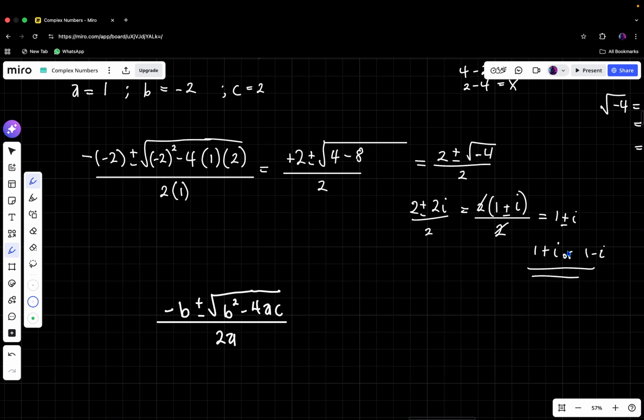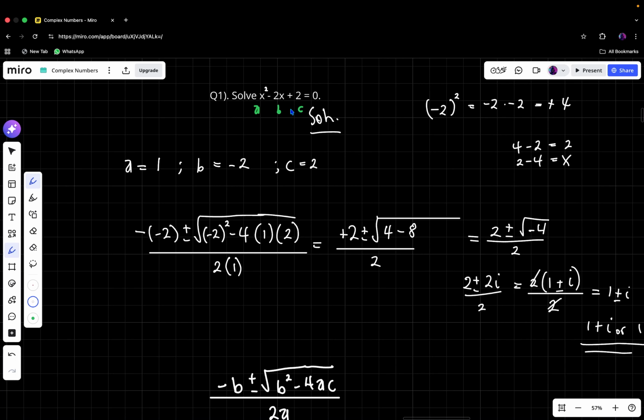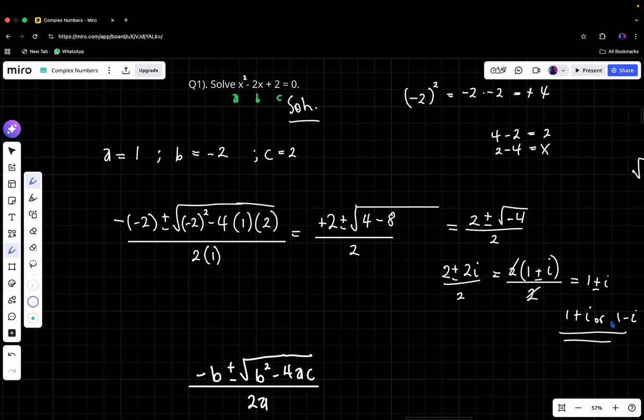So these are applications, and there are other examples we can take. Let us take this simple example, but this is if you are given a quadratic equation and you are getting a negative under the root, you can further reduce it down to a complex number. So the final answer has a real part and has an imaginary part.